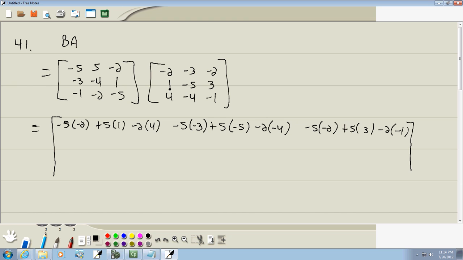Okay, then we take our second row times our first column. So we got negative 3 times negative 2, negative 4 times 1, and 1 times 4. Then we'll take our second row times our second column. So we got negative 3 times negative 3, minus 4 times negative 5, plus 1 times negative 4. Now I'm kind of cheating here. I'm looking for the pattern. See how this negative 2, 1, 4? So I know this is going to be negative 3, negative 5, negative 4. And same thing here. What's inside of parentheses is just going to carry down.